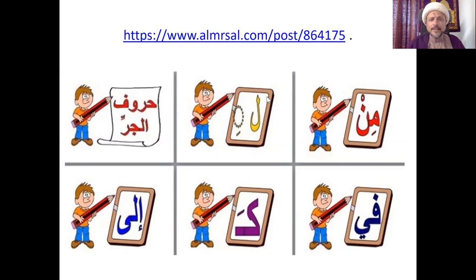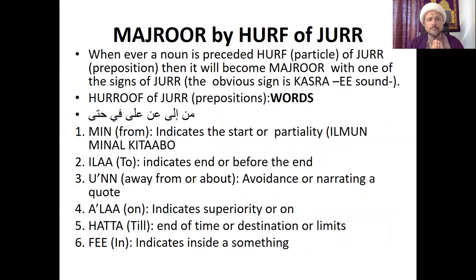Let's go back to our words now. Min, from. Ila, to. An, about. Like when we talk about the hadith, we say an Abi Abdullah al-Sadiq alayhi salam. It has been narrated from Imam Ja'far al-Sadiq alayhi salatu wasalam. An Rasulullah sallallahu alayhi wa alayhi wasalam. It has been narrated by the Messenger of Allah sallallahu alayhi wa sallam. So an, it has been narrated.